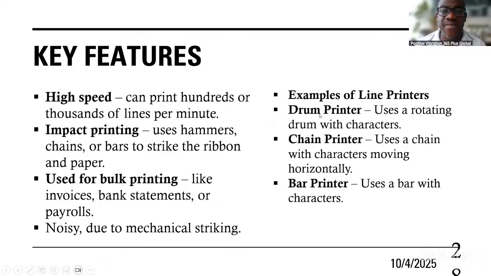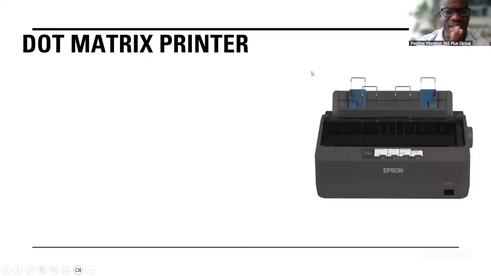And of course, we have different examples of line printer. Look over here: drum printer, chain printer, bar printer. These are types of line printer, which also come under the big umbrella of impact printers. The drum printer uses a rotating drum with characters. The chain uses a chain of characters to move horizontally. And the bar uses a bar. You just need to remember: it uses bar, it uses chain, and this one uses drum. And it all prints line by line. Are we good? All right.